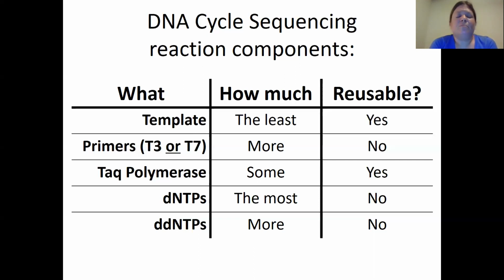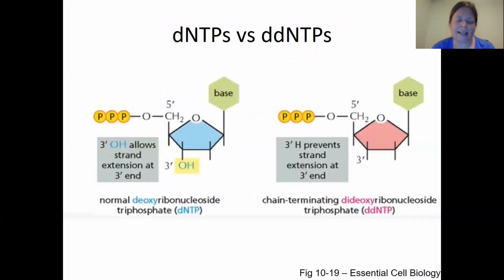So we need the least template, we need some Taq polymerase, we need more primers and dideoxy terminators, and we need the most just regular dNTPs to do the bulk of building the sequencing products from. And here's just a reminder, dNTPs versus ddNTPs. Neither of them have a 2' OH. dNTPs do have a 3' OH, ddNTPs do not. So you can't add another nucleotide after a ddNTP. It terminates the chain, thus the chain terminator sequencing name.